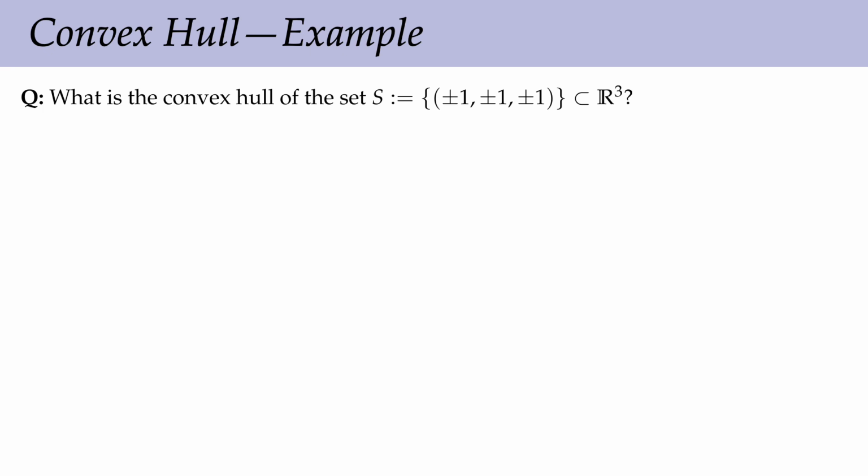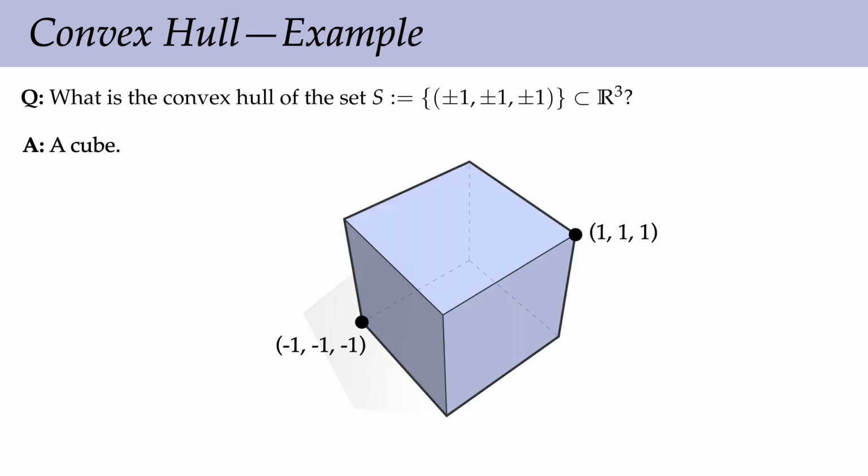Okay, well, the first thing to recognize is that these points are the vertices of a cube. And so if we take the convex hull of those points, we get actually the whole solid cube. How do you convince yourself that's the case?